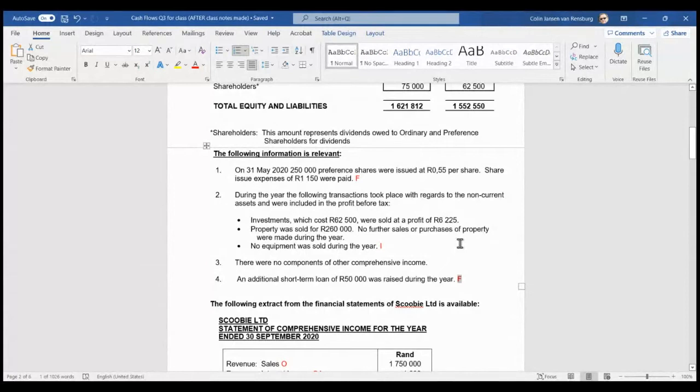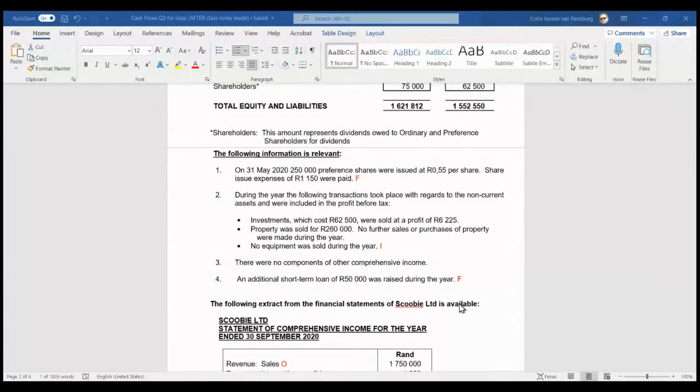What is the first line item under the title, ladies and gentlemen? If you can type that for me, please, under the title of that note where we say a reconciliation of something with something, which is our first line item? Where do we start that note?